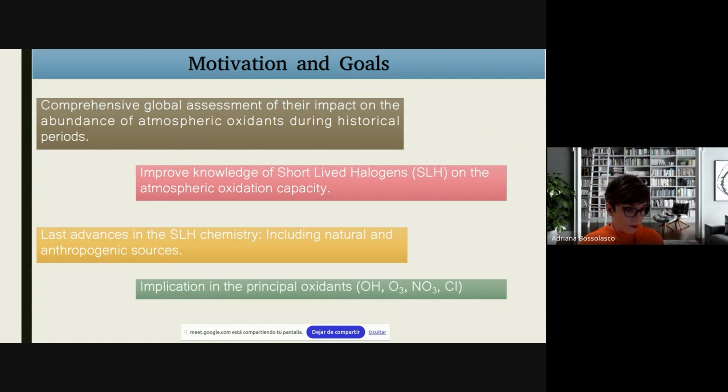To address this, this study focuses on three objectives. The first one is to improve the knowledge of the effect of short-lived halogens on the atmospheric oxidation capacity. The second one is to include the latest advancements in the SLH chemistry, including both natural and anthropogenic sources. And the third one is to analyze the implications that SLH has on the principal oxidants like OH, ozone, NO3, and chlorine.